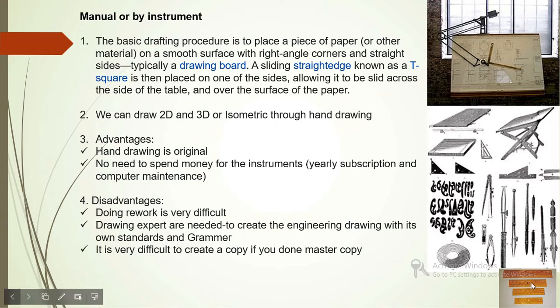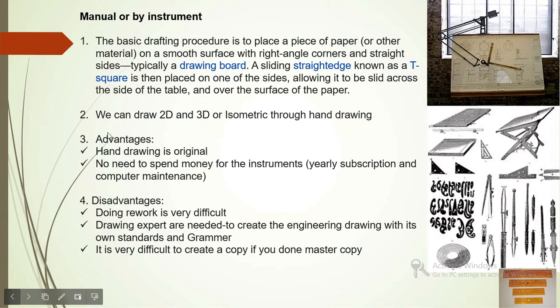Two or more experts will work together to design a big one-to-one drawing with a standard graphic language. It has its own formal guidance. The basic drafting procedure is to place a piece of paper or other material on a smooth surface with right angle corners and straight sides, typically a drawing board. A sliding straight edge known as a T-square is then placed on one side, allowing it to slide across the table over the surface of the paper.